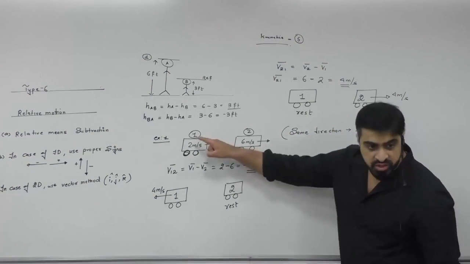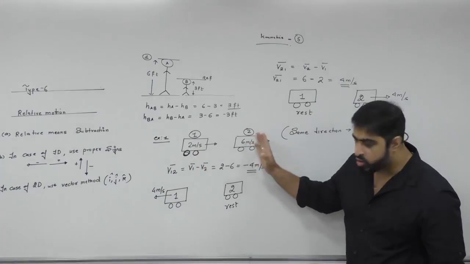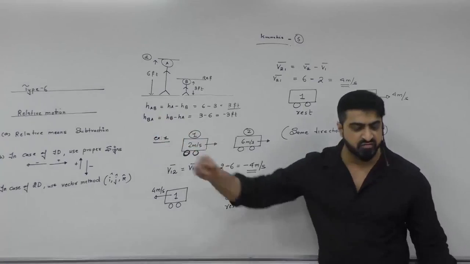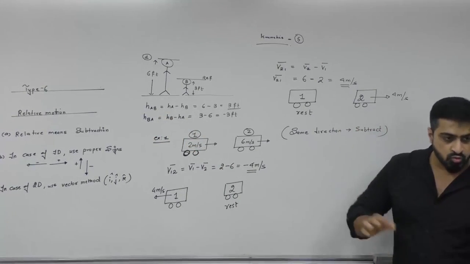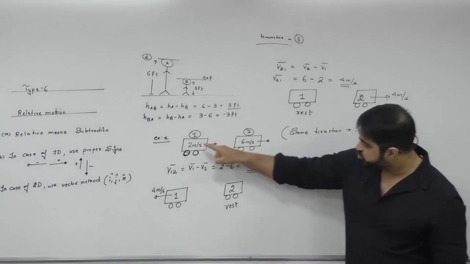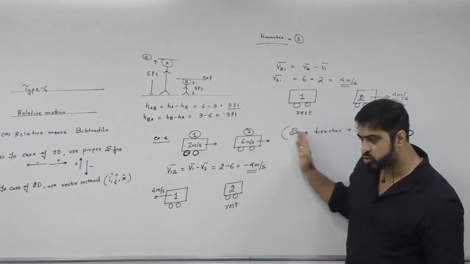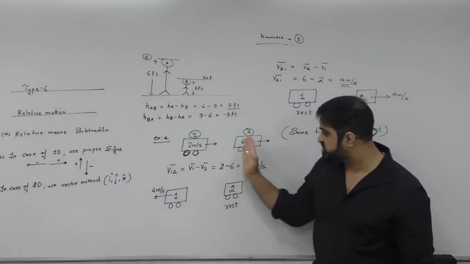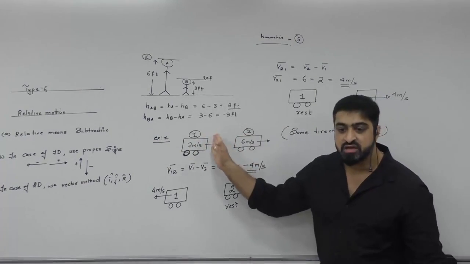So it will appear to him that he will go away with 4, and it will appear to him that he will also go away with 4. The rule is same direction subtract. It will appear to him that he is going with 4. It will appear to him that he is also going with 4. Because if this is plus 4, this has to be minus 4.